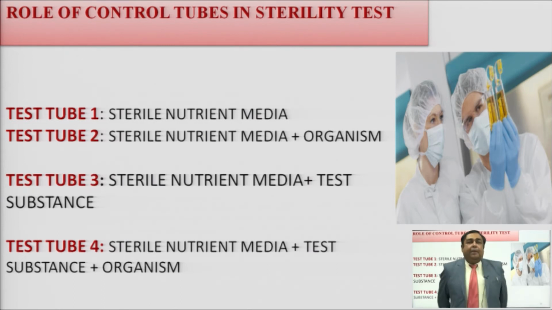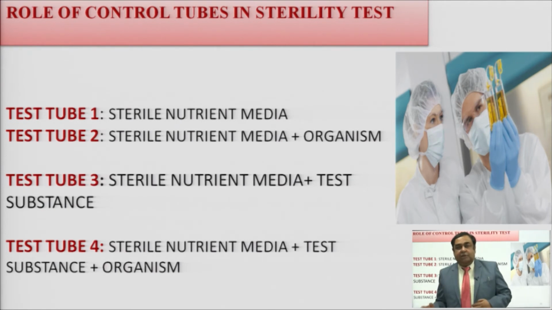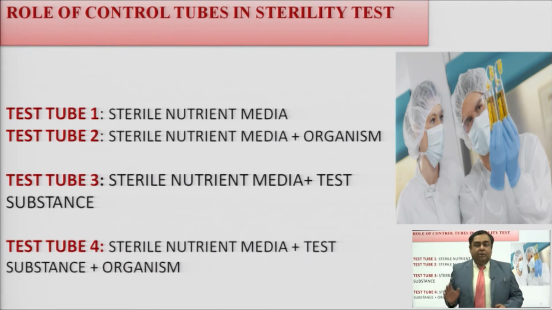Next, test tube number 3, sterile nutrient media plus test substance. Depending on whether your substance is sterile or unsterile, the turbidity or clarity will depend. And next one is sterile nutrient media plus test substance plus organism. What will be the nature in terms of clarity, whether it will be turbid or clear?